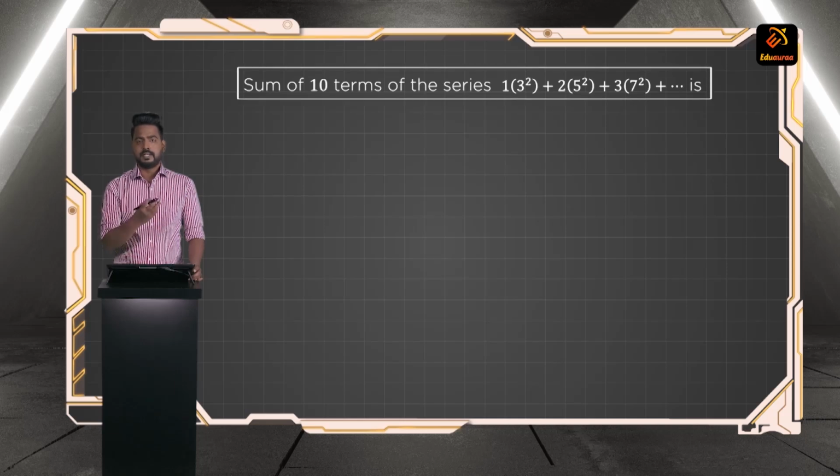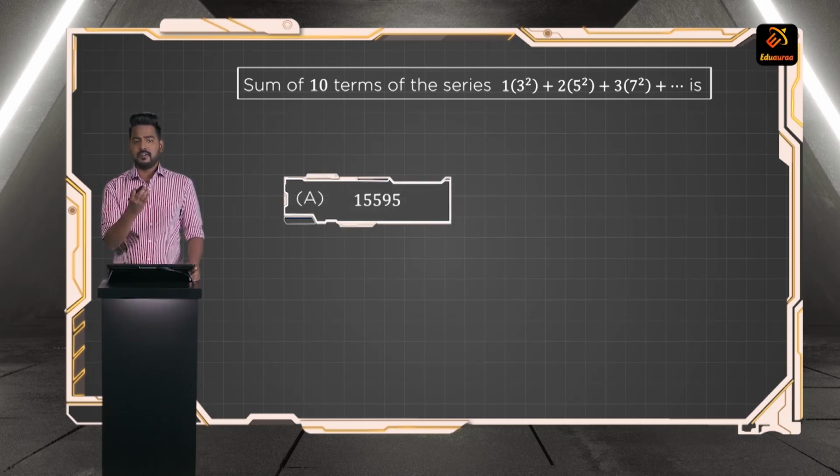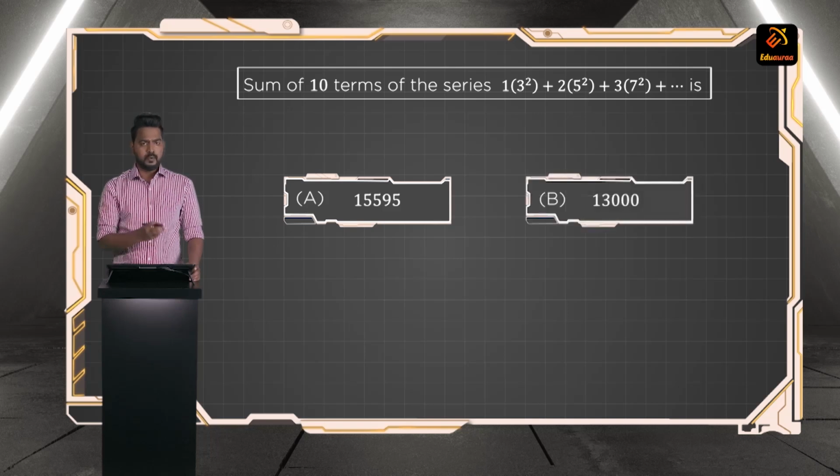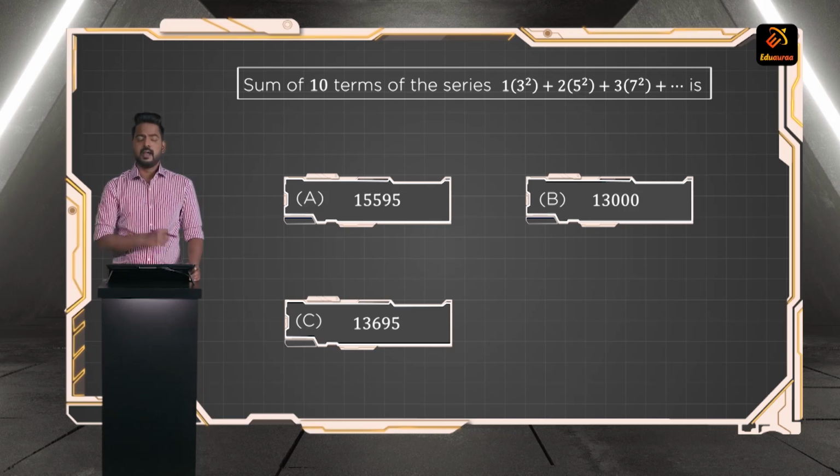Sum of 10 terms of the series 1 into 3 square plus 2 into 5 square plus 3 into 7 square plus ... is. I repeat the question again: the sum of 10 terms of the series 1 into 3 square plus 2 into 5 square plus 3 into 7 square plus ... is. The options are A 15595, B 13000, C 13695 and D 13495. These are the options.